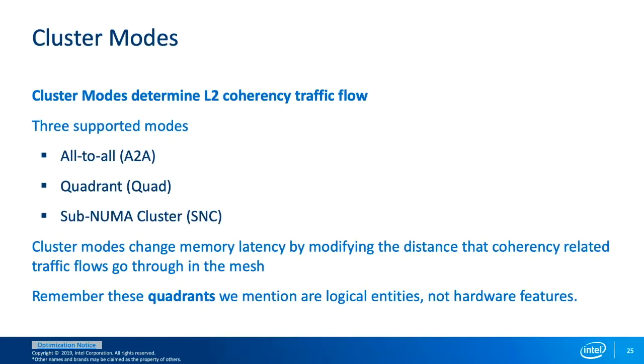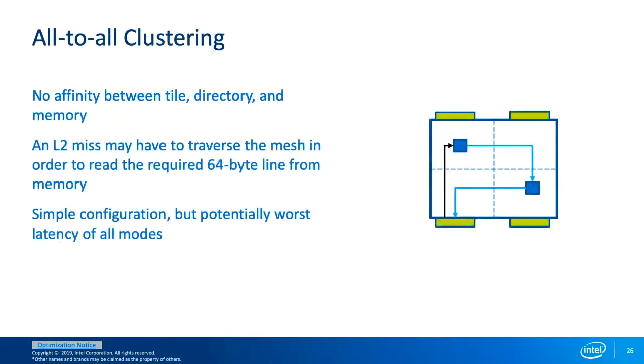Now we also have cluster modes. And cluster modes essentially determine your L2 traffic flow for coherency. There are 3 principal supported modes. There are other modes that are supported, like hemisphere and so on, but they all map to one of these with slight modifications. So if you understand these 3, you understand all the available cluster modes. So we have all-to-all, quadrant, and sub-NUMA cluster, and that's essentially an increasing level of complexity. But I'm going to describe how those work next.